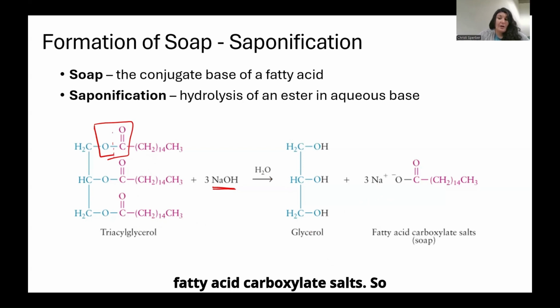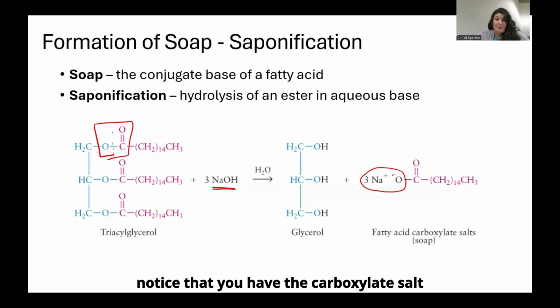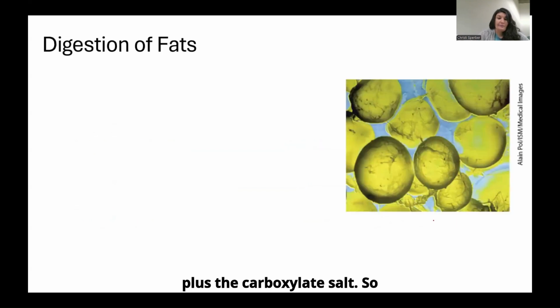Vegetable oils are triacylglycerols, which upon heating in the presence of a strong base produce glycerol and fatty acid carboxylate salts. So notice that you have the carboxylate salt here. When you remove the glycerol from the mixture, you yield the fatty acid carboxylate salt only, and that is what's known as the soap. So the soap is the carboxylate salt, not the glycerol plus the carboxylate salt.